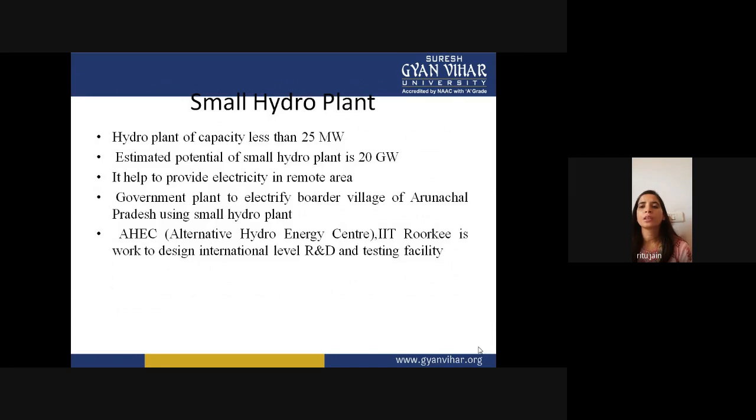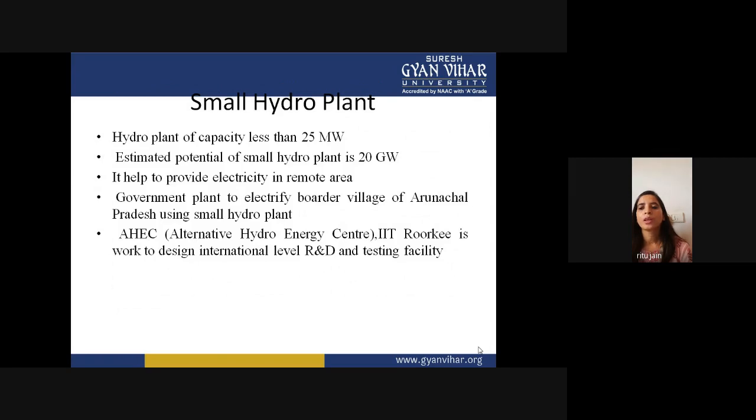A hydro plant of capacity less than 25 megawatt comes into the category of small hydropower plant. The estimated potential of small hydropower is 20 gigawatt. It helps to provide electricity in remote areas, and the government plans to electrify border villages of Arunachal Pradesh using small hydropower plants. Because in Arunachal Pradesh we have many water resources, we can easily set up hydropower plants in areas which have permanent, good water resources.